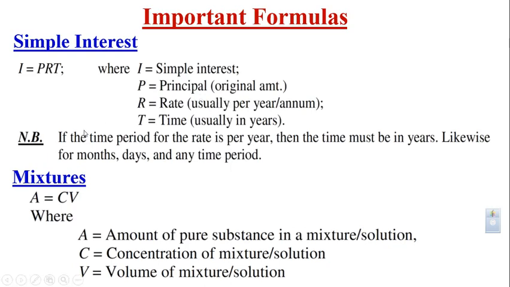Mixture problems: the amount of pure substance is equal to the concentration multiplied by the volume. The concentration is the fraction of the mixture that is pure substance, and the volume is how much mixture you have in all. So the amount of pure substance is the fraction of the mixture that's the pure substance, that's the concentration, multiplied by the amount of mixture you have. So if the concentration is say 10%, and the volume is 50 liters, then what we're saying is 10% of that 50 liters is pure substance.